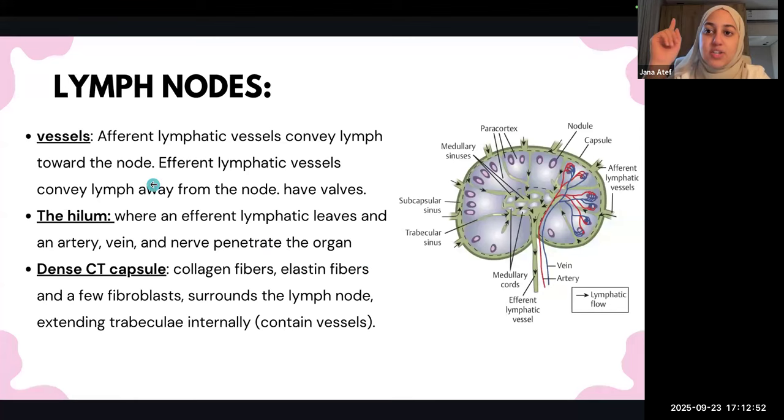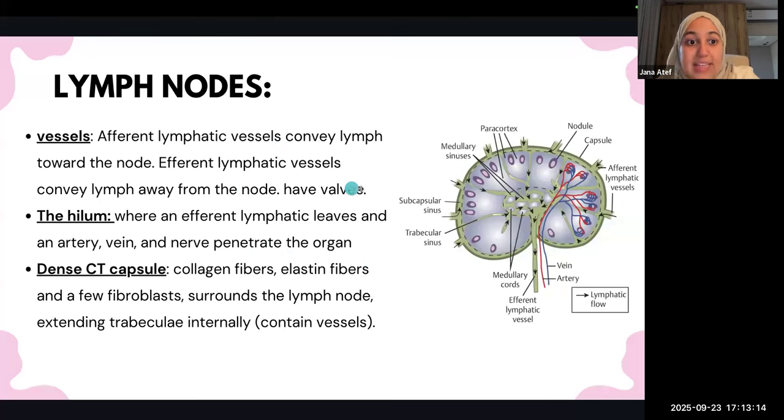So for the vessels, you have afferent and efferent lymphatic vessels. Afferent means they go towards the node. Efferent means they go away from the node. It's the same thing with nerves, if you took that: afferent nerves and efferent nerves. Afferent means going to the nodule, efferent means going away from the nodule. They also have valves. Any lymphatic vessel has valves.